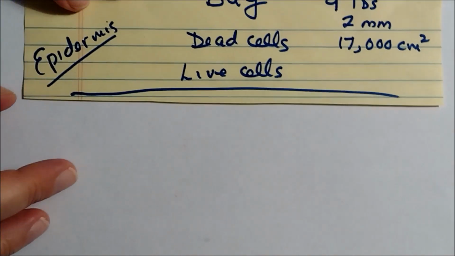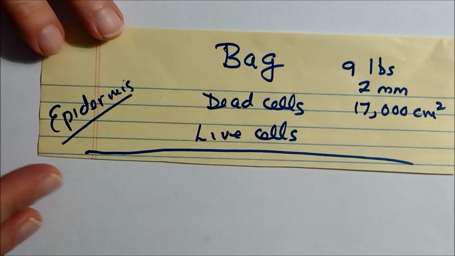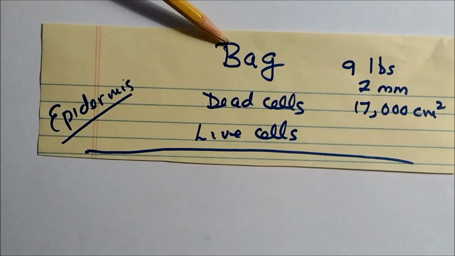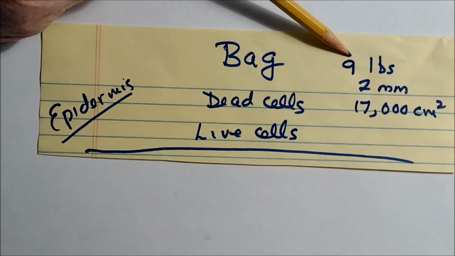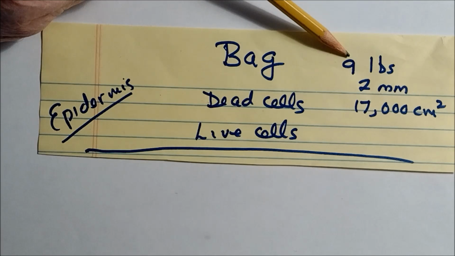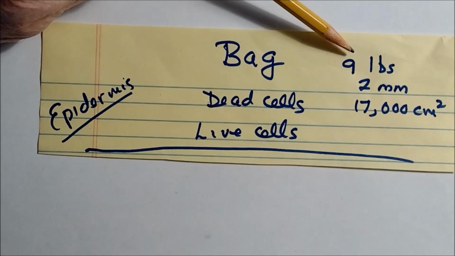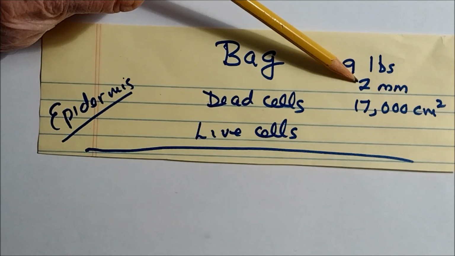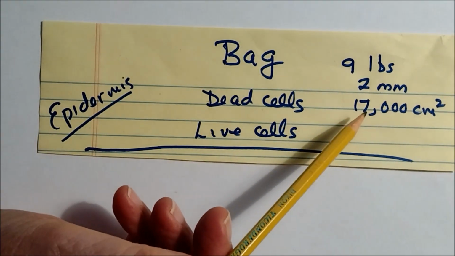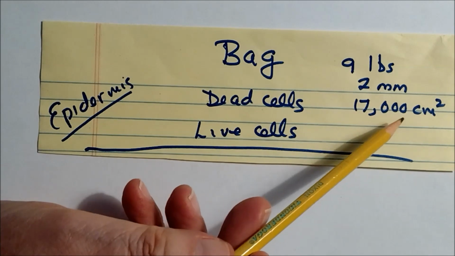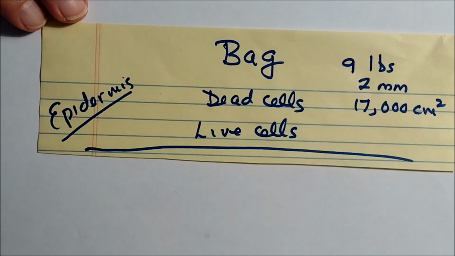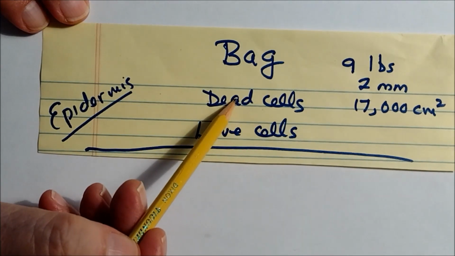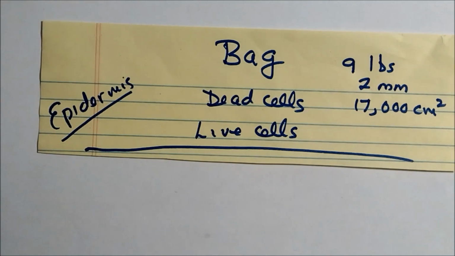Let's do a little review here. The skin is basically a bag holding all of the water in, which is its obvious function. It's around 9 pounds, which makes it the heaviest organ, or the biggest organ in the body. It's around 2 millimeters thick, and the surface area is about 17,000 square centimeters or 1.7 square meters. It consists of a dead layer of cells with a live layer of cells under that.